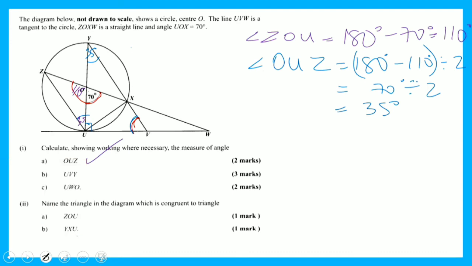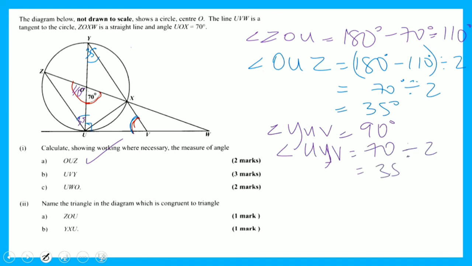So we show that we know, well, we can say YUV is 90 degrees. We're not asked to give a reason, so you don't have to. And angle UYV, that's the one at the circumference there, is going to be 70 divided by 2 based on the angle we see formed at the center. And then finally, we give them what they asked for, U, V, Y.